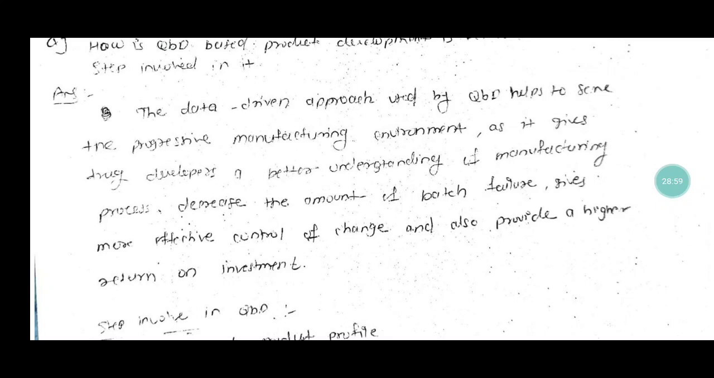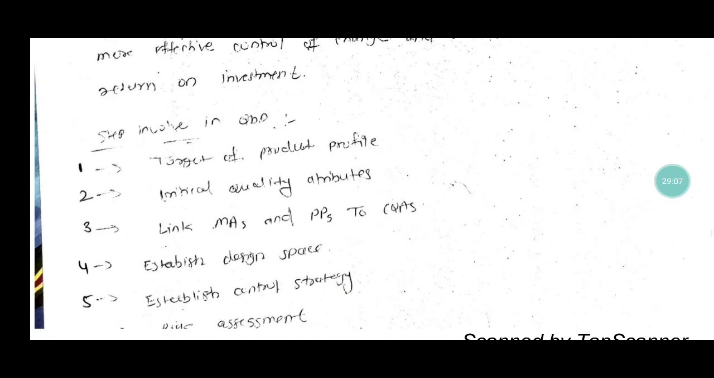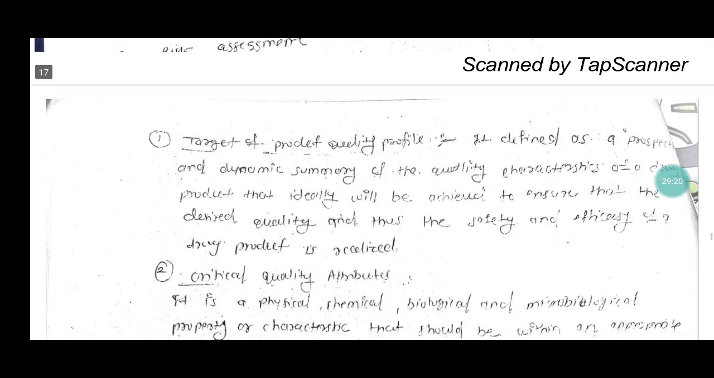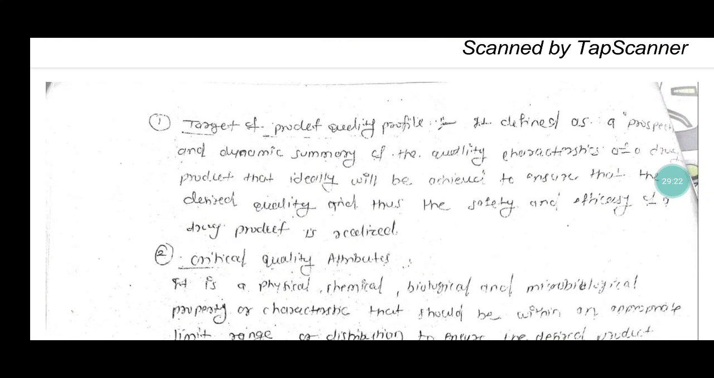So decrease the amount of batch failure, gives more effective control to change and also provide a higher return on investment. So the steps involved in the QbD: target of the product, critical quality attributes, link MAs and PPs to CQAs, establish design space, establish control strategy and assessment, where the drug target to the product quality profile.